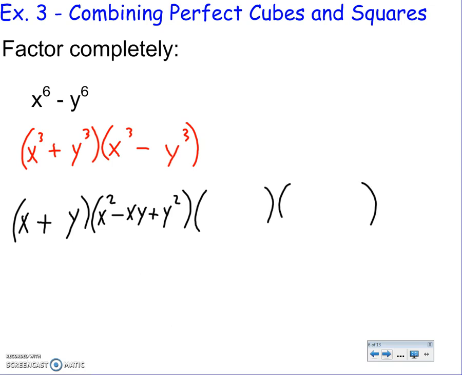Cube root of x cubed is still x. Cube root of y cubed is still y. Square the first thing, multiply them, square the second thing. SOAP formula, since this was a minus sign this time, it's same, opposite, always positive. And that is our answer.